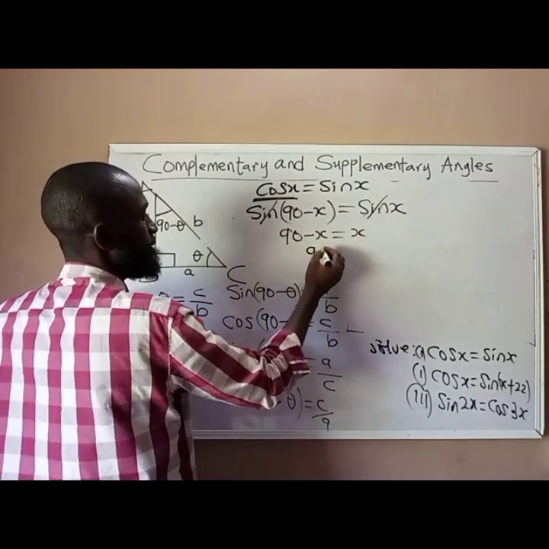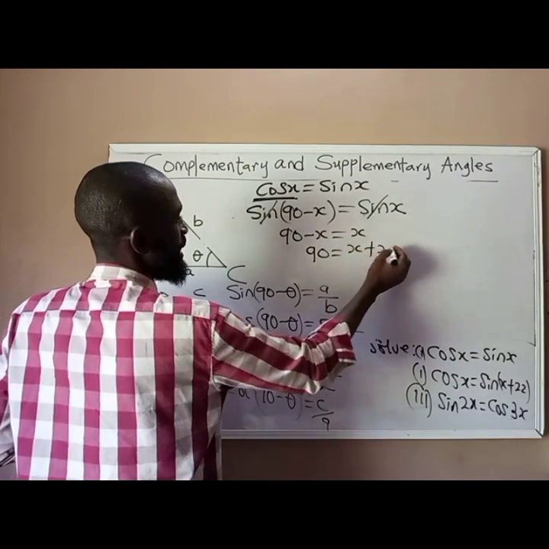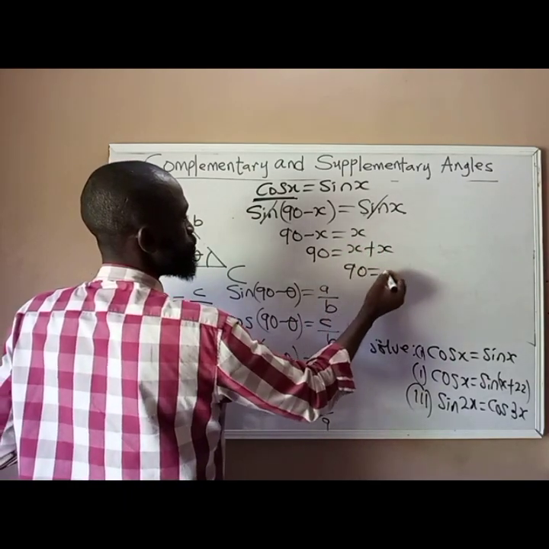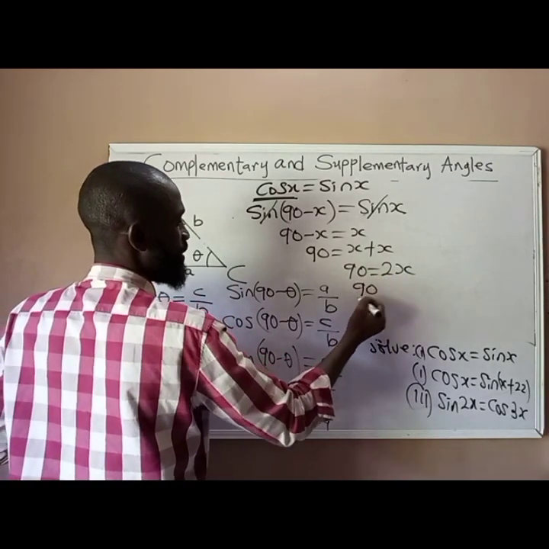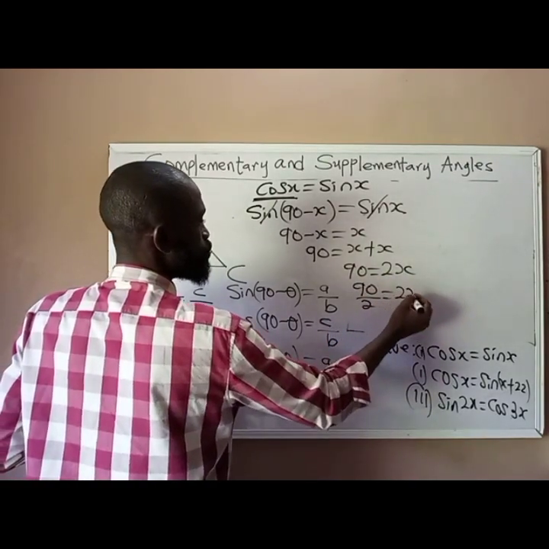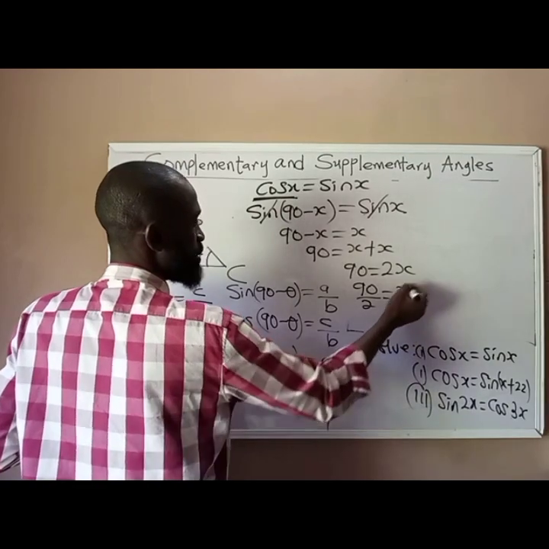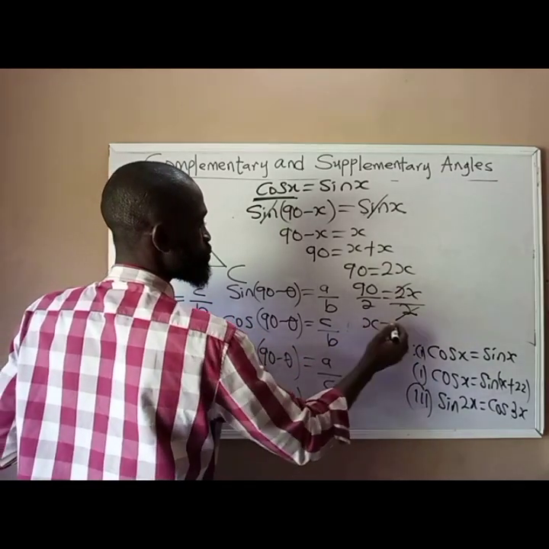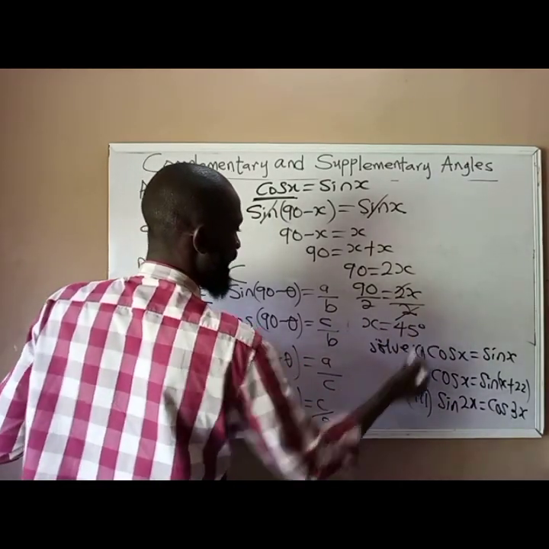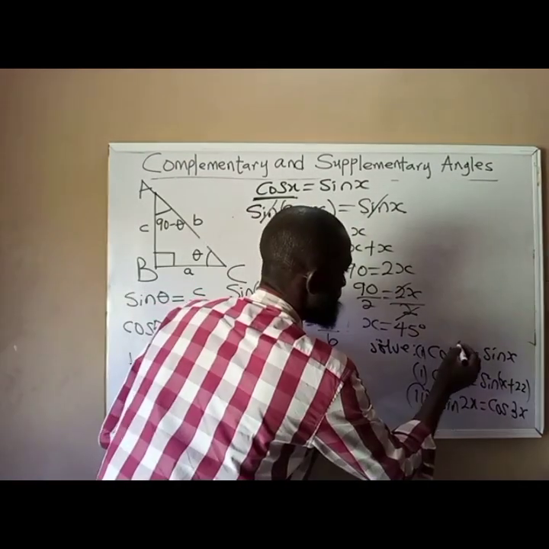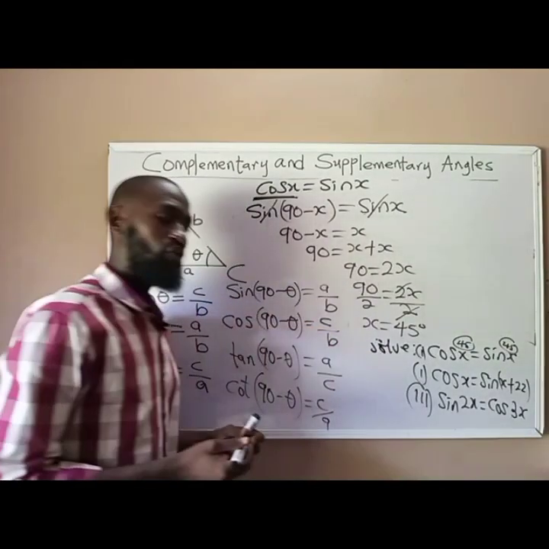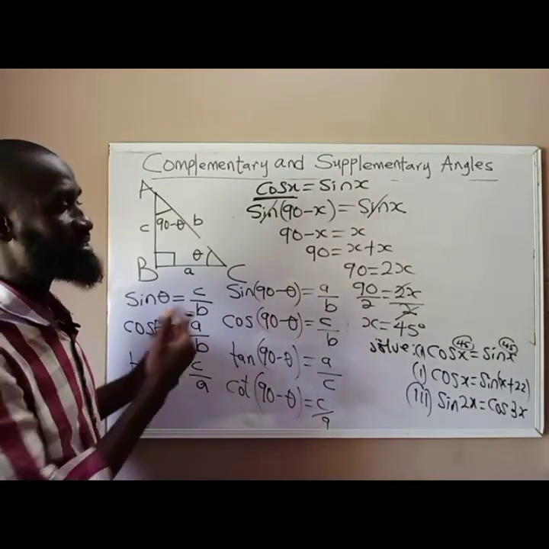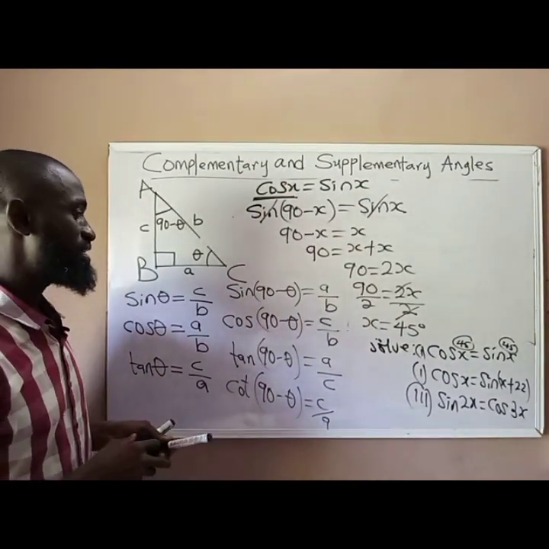So x will go to that side. We have 90 equals x plus x, so 90 is equal to 2x. We divide both sides by 2. 2 will cancel out 2. Our x will be equal to 45. And when you check, 45 plus 45 will give us 90 degrees, so they are complementary angles.